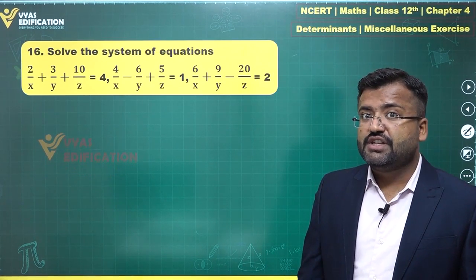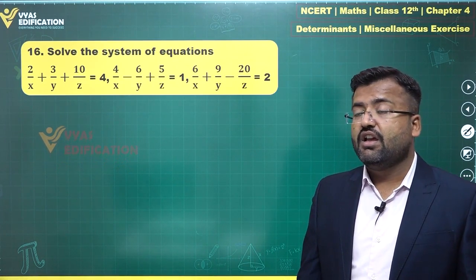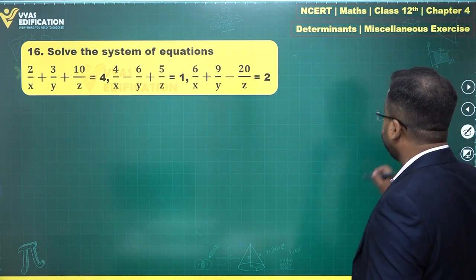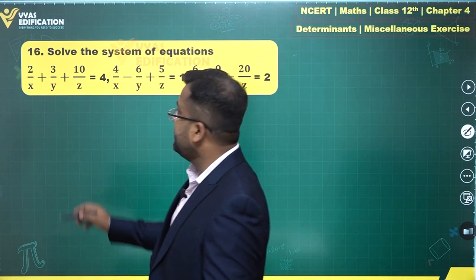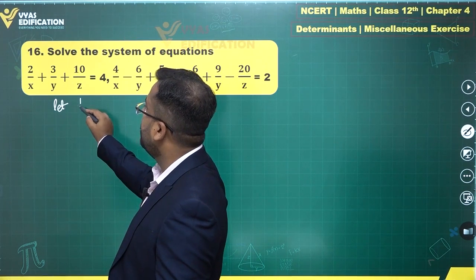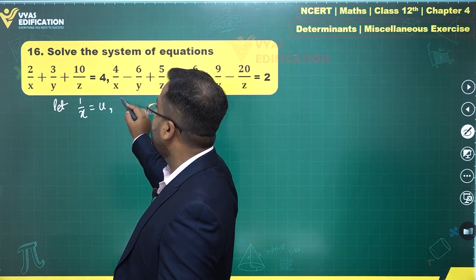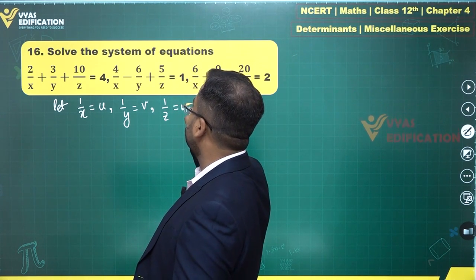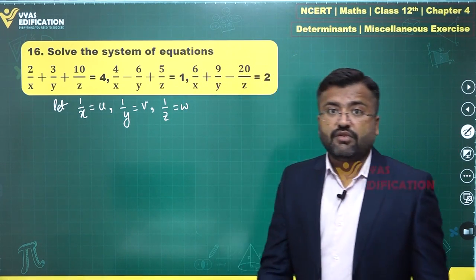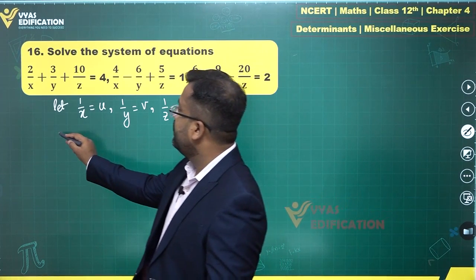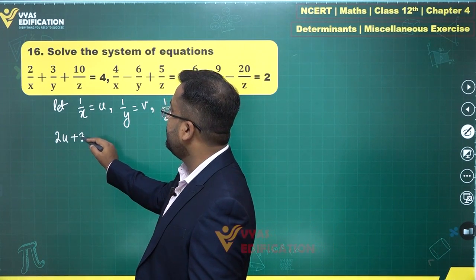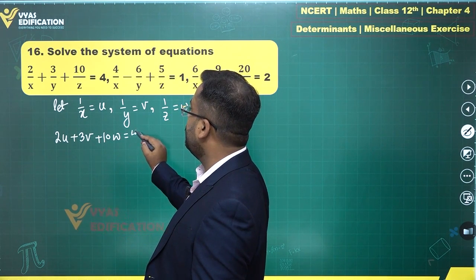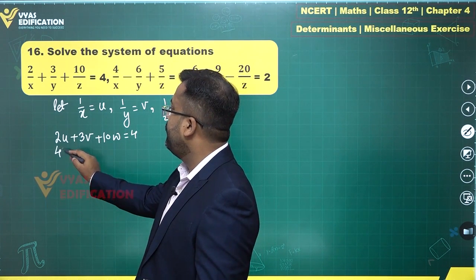No. Well, observe that 1 by x is our variable, 1 by y is our variable, and 1 by z is our variable. So, we will solve them in terms of 1 by x, 1 by y, 1 by z. Let 1 by x equals u, 1 by y equals v, 1 by z equals w. So the system of equations that you have will be 2u plus 3v plus 10w is equal to 4. Then you have 4u.